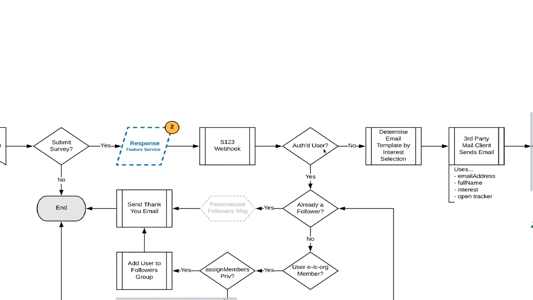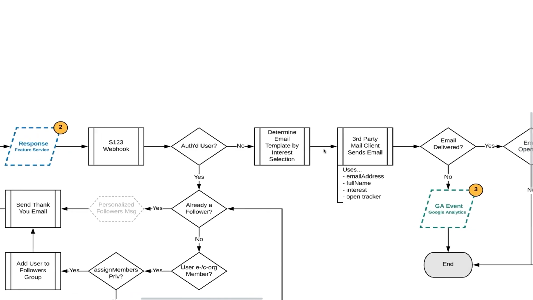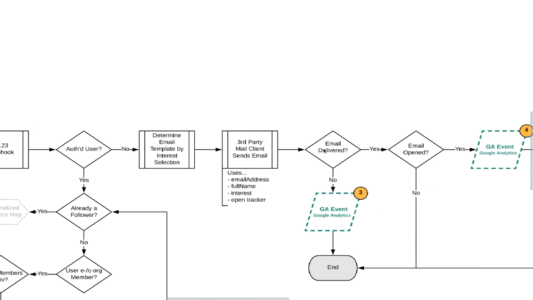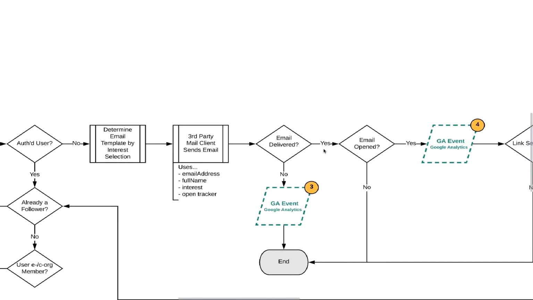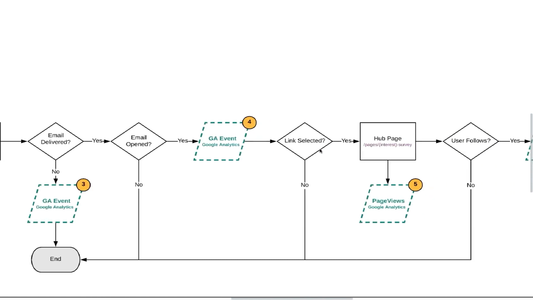Then, leveraging the Survey123 webhook that Chase will walk through, we're going to determine whether a user is authenticated or not, and then from there, what email template we should be sending them based off the interest selection from the survey that was embedded. Our third-party mail client is going to send them an email that uses that email address, full name, and interest, and it's going to have an open tracker on it. Chase will walk through the implementation there, but that's essentially going to allow us to derive whether or not the email was opened, and then from there, what the click-through of that email was. So how effective was this email in actually generating traffic to these interest conversion pages?